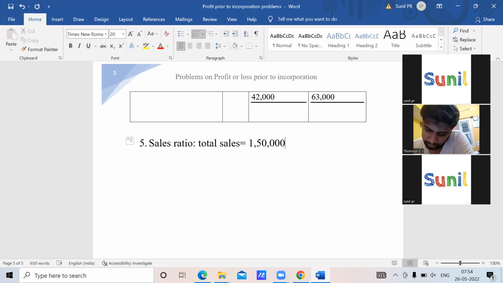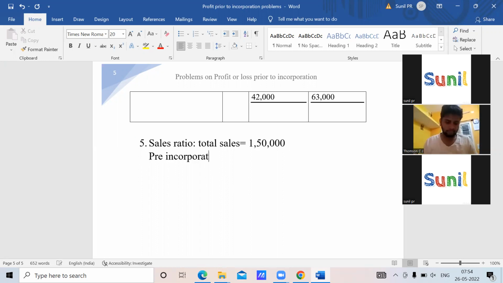So now the sales ratio is 1,50,000 into the pre and post months, sir. So that is 4th, 5th, 6th, so that is 3 by 12, and post is 1,50,000 into 9 by 12.